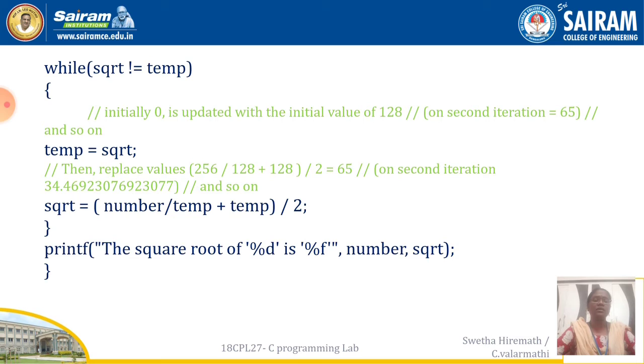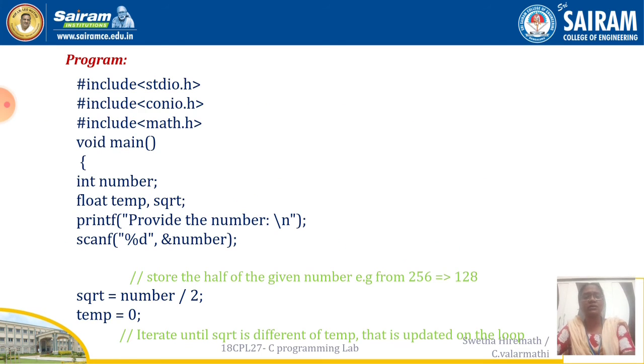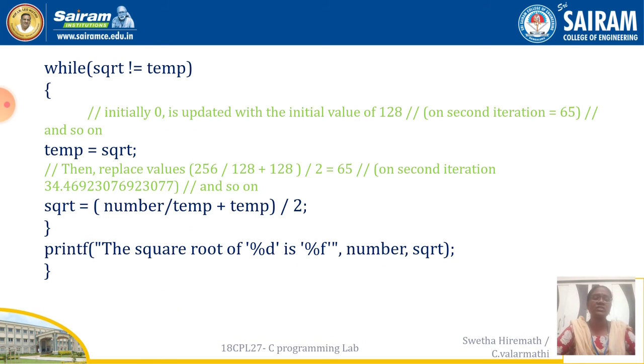Finding the square root of a given number is performed with the while loop concept, in sequence. Say, for example, in our example 256 is my input. First 256 divided by 2 is done, so 128 will be stored in the sqrt variable, and temp is 0. With these values, in the first iteration, sqrt not equal to temp is compared. We know that sqrt is 128 and temp is 0, so it's not equal, and it will go on to execute this loop.